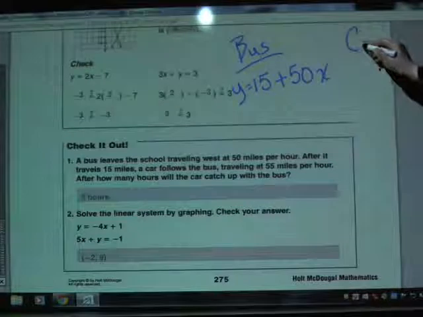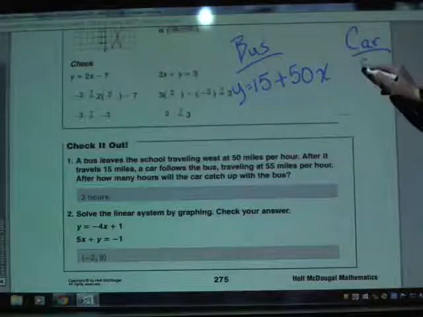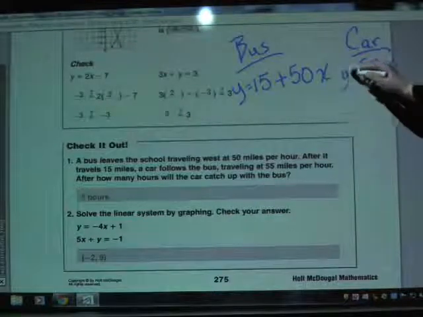All right, our car. Now, once the bus gets 15 miles out, the car starts. The car is traveling 55 miles per hour. So at 1 hour out, how far along is the car? 55 miles. It's going 55 miles an hour. At 2 hours out, how far along is the car? Well, if you're screaming 110 right now, you're right. You did 55 times 2. Problem is we don't know the time. So instead of 1 or 2, it's going to be 55 times x. Again, x is representing our time. And that's going to equal y.